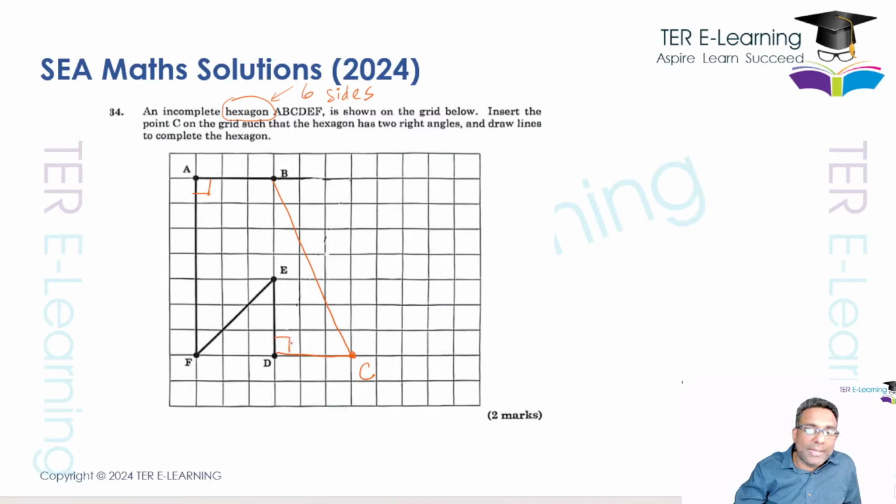And clearly I have 2 right angles, right? So this point C could be anywhere along this line. So there are multiple answers here actually, right? C could be anywhere along this line here, so it could be here, here, and any one of these positions here. So that's your hexagon we're talking about here. So that's question 34.